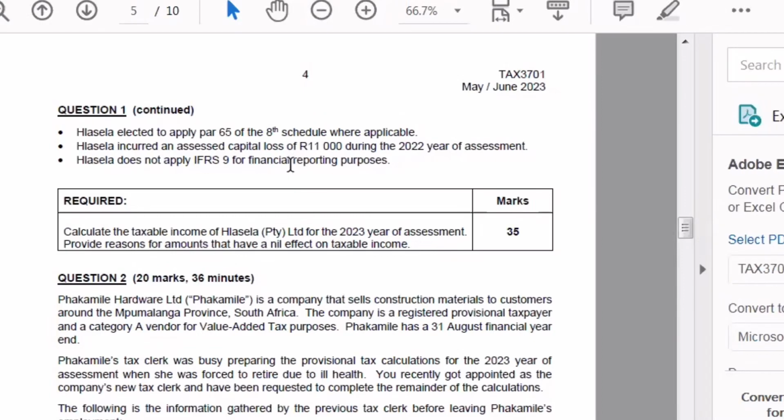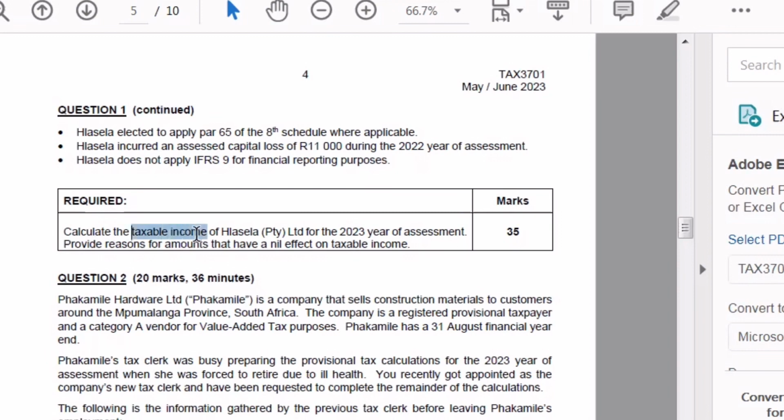We are doing question one. This question one consists of 35 marks. So the required reads as follows. Calculate the taxable income of Hlasela Private Limited for 2023 year of assessment. Provide reasons for amounts that have a nil effect on taxable income.